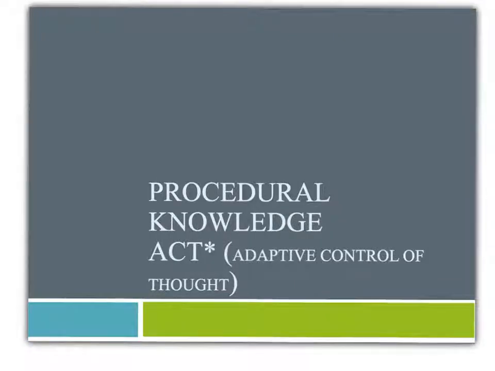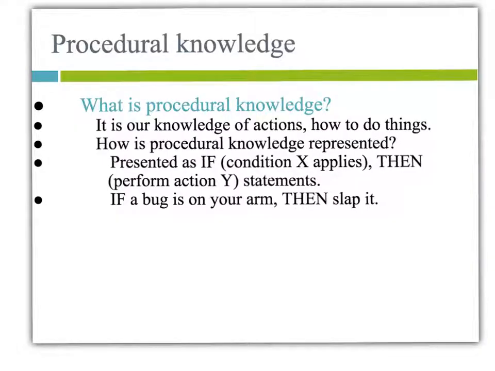In this lecture, we're going to learn about procedural knowledge, including how to define it, and we're going to discuss the ACT theory, adaptive control of thought, which is a three-phase model on how procedural knowledge is acquired. But let's begin first with the definition.